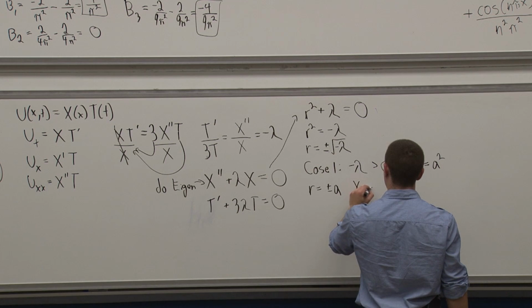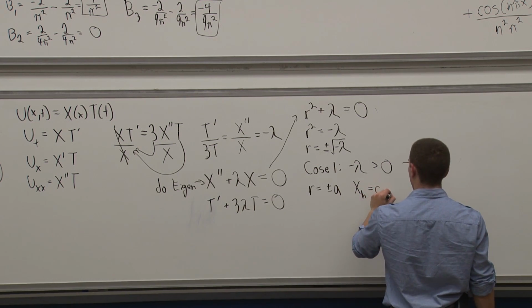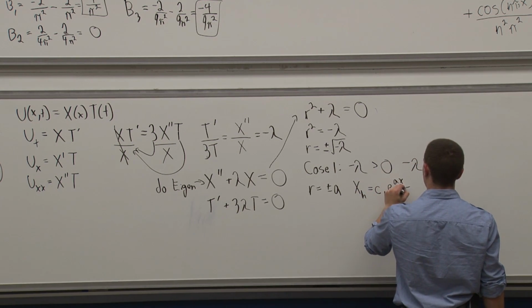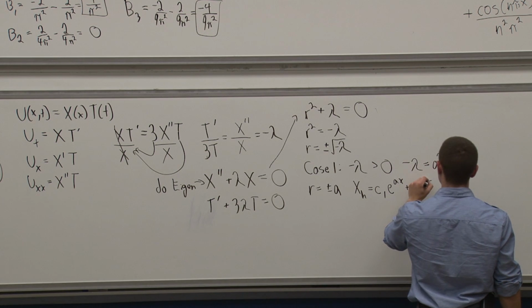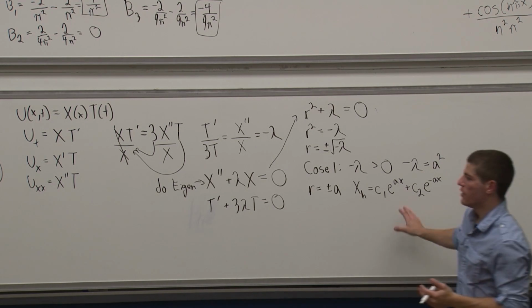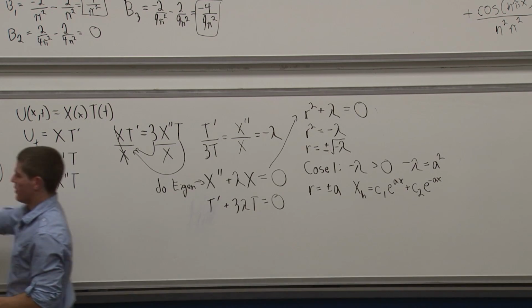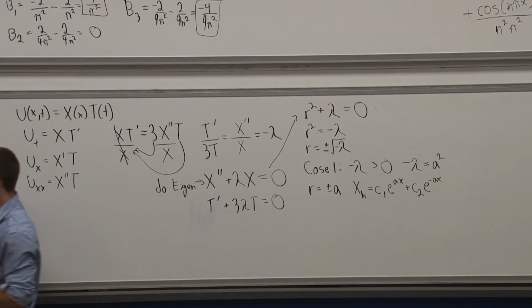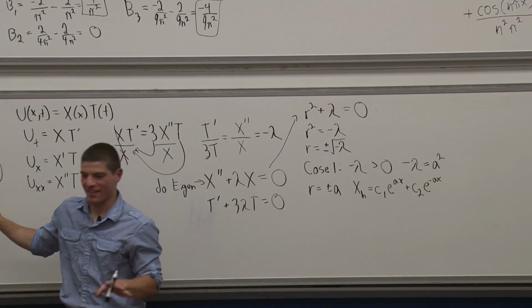So this would be x homogeneous equals C1 e to the ax plus C2 e to the negative ax. All right, so now we need to have our initial conditions. That's what we would normally do with eigenvalues, right? So where are our initial conditions? This says initial condition, but we're not using that, no.